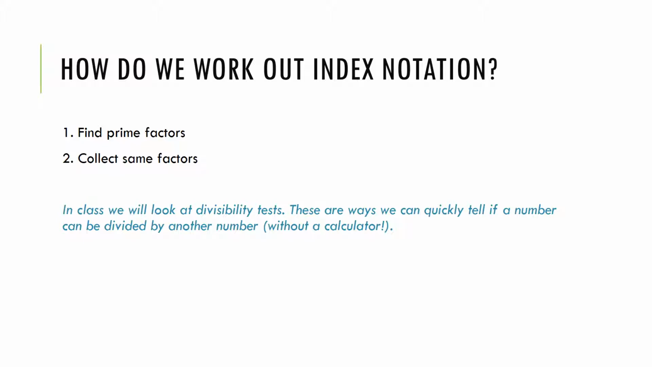So the way that we turn things into index notation is quite simple. First, we need to find all of its prime factors. We've done this before using factor trees. And then we need to collect the same factors, which is what I was showing you before.